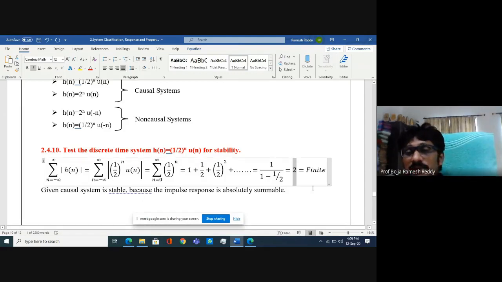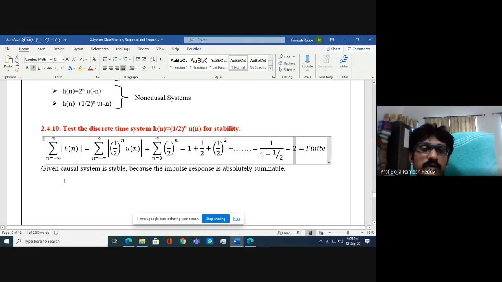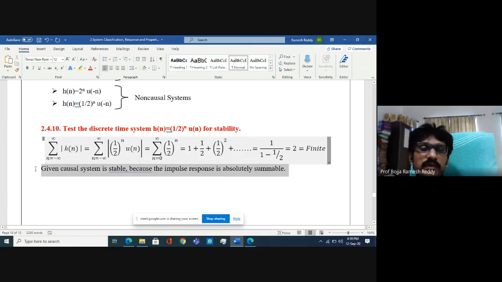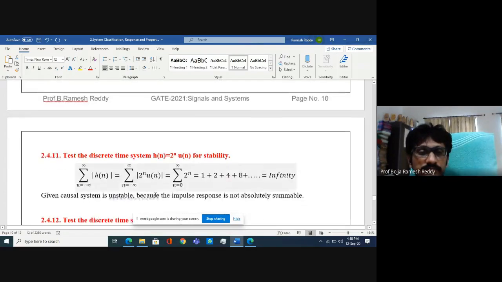For every stable system, the impulse response is absolutely summable. Absolutely summable means that the summation is a finite value. Now, the given causal system is stable because the impulse response is absolutely summable. This is an important condition for every causal system.